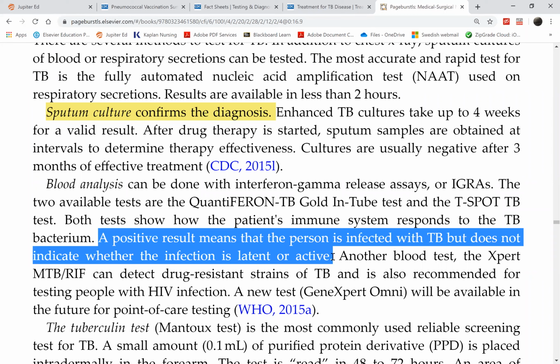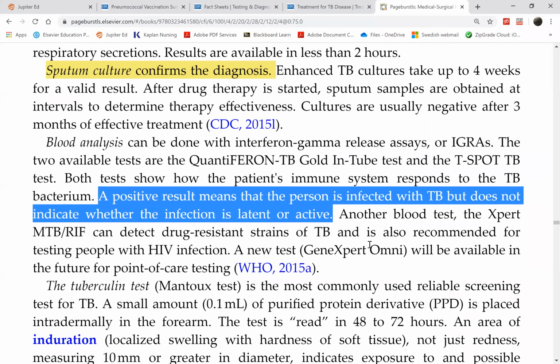So it clearly tells you here that a positive result on any of these tests just tells you that you are infected. The infection would mean either latent or active TB. These tests, the PPD, the QuantiFERON, none of these will confirm that. Only a sputum culture, but sputum culture will only be taken if you have symptoms. So if you don't have symptoms and you're positive on any of these tests, then we can confirm that with an X-ray. But even an X-ray will not tell you whether you have an active or a latent disease.